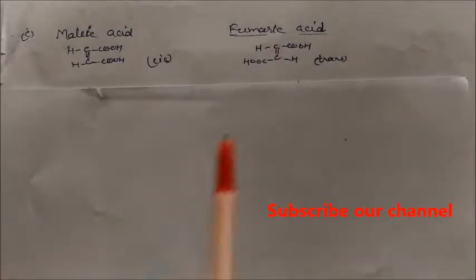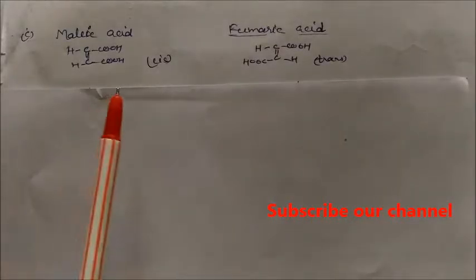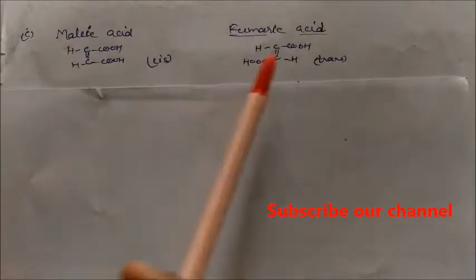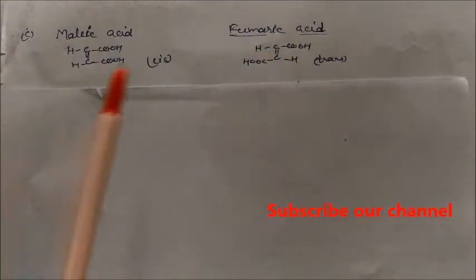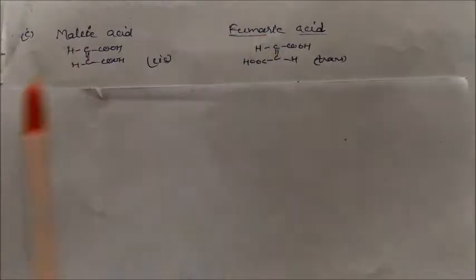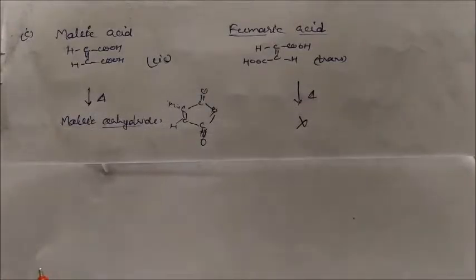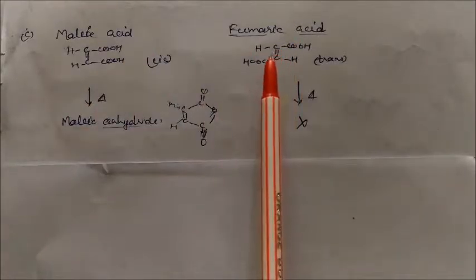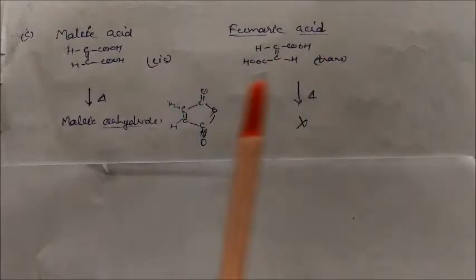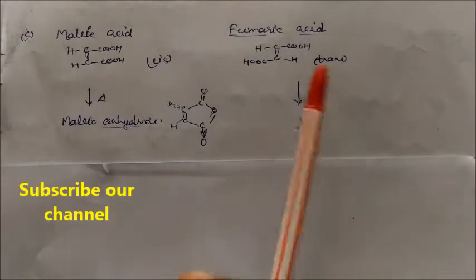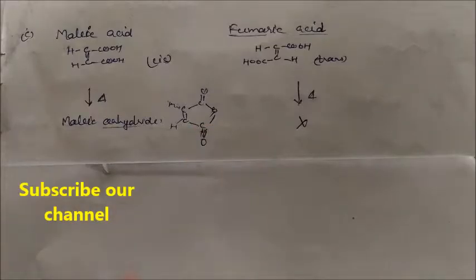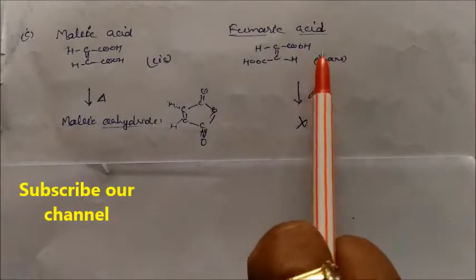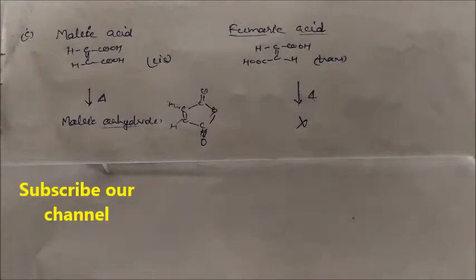How will you identify maleic acid and fumaric acid? These are very important compounds. Both are isomers, but one is cis and the other is trans. Fumaric is the trans isomer. Both are dicarboxylic acids. It's very easy identification. If you heat maleic acid, it will convert to maleic anhydride. But in case of fumaric acid, which is the trans isomer, you cannot heat it to convert it to anhydride. This is the basic way to identify the compound. No reaction will take place in this case; reaction will take place in the other case.